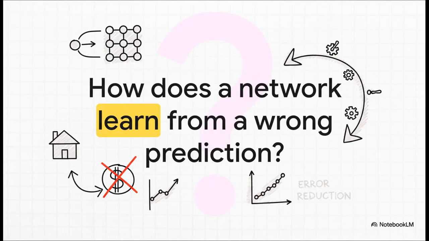So, we've walked through the entire process of how a neural network takes in data and spits out a prediction. But this leaves one huge, really important question hanging in the air. In our house price example, the prediction was way off. So how does the network use that error to go back and adjust its internal settings to make a better guess next time? Well, that process is called backpropagation, and it's the key to how these networks actually learn anything at all.